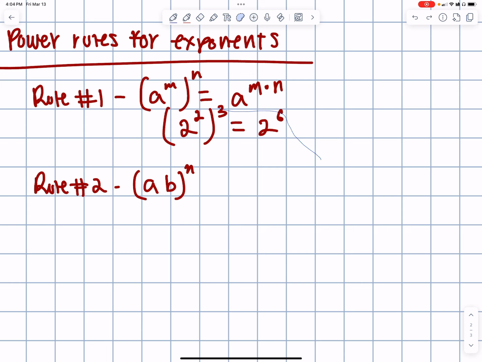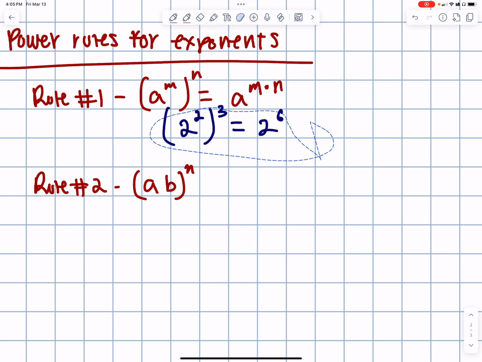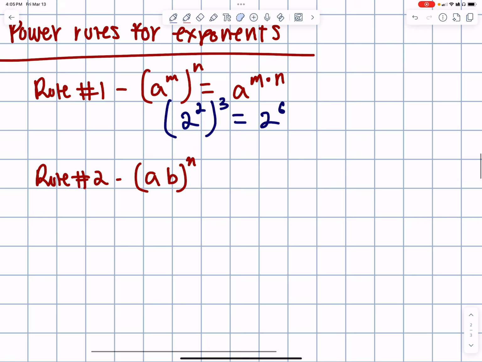My OCD is kicking in, so now I have to do this. I committed, so now I have to commit. There we go. I gave you an example to it.